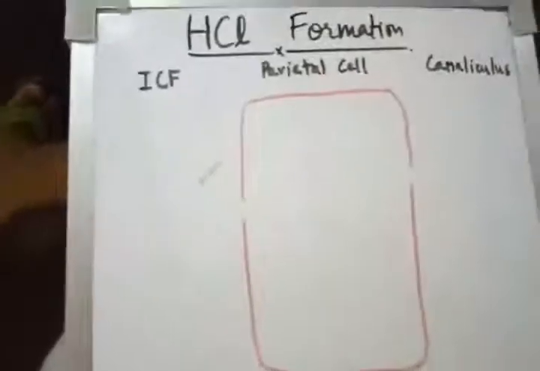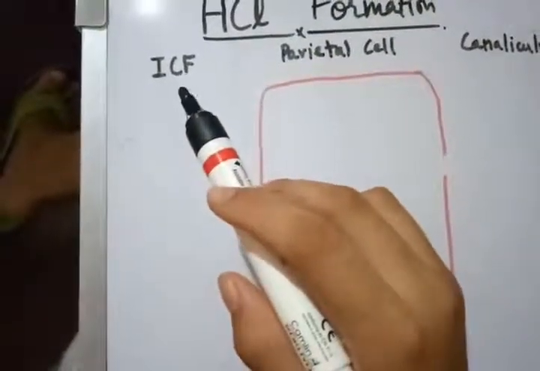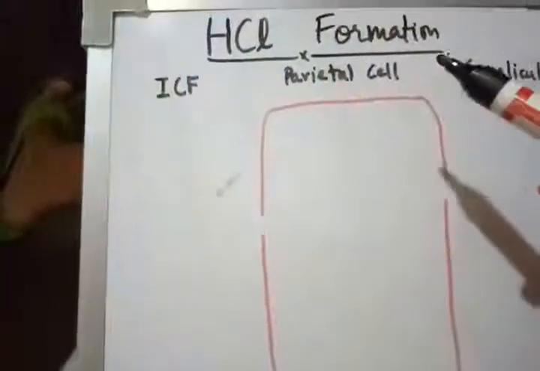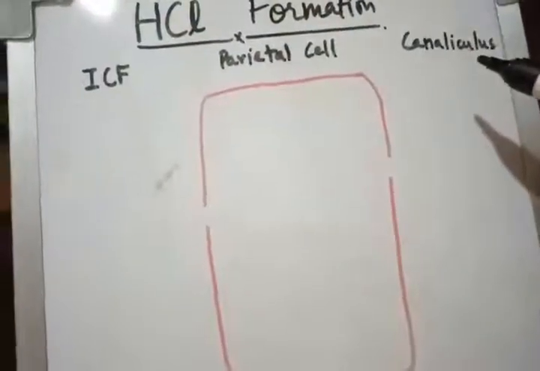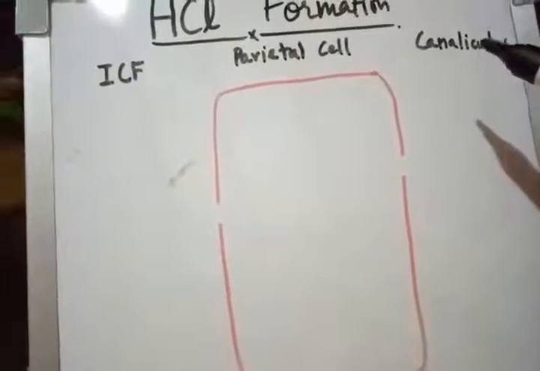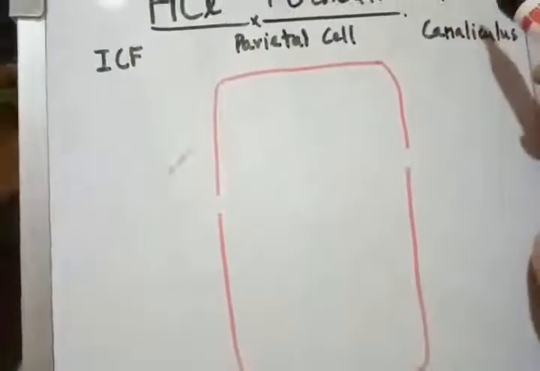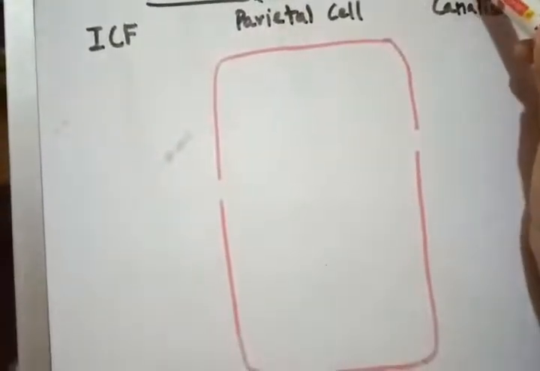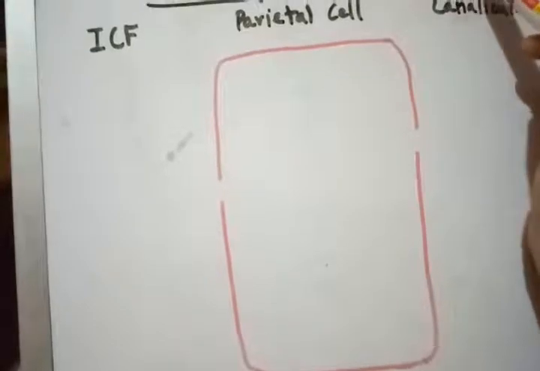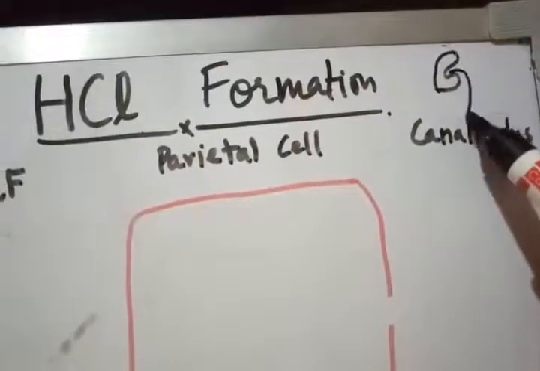Now, we have got three layers: the ICF, intracellular fluid, then our parietal cell, and then the canaliculus. The canaliculus is nothing but, if this is a gastric gland, it has got lumens, and that lumen part is called the canaliculus.